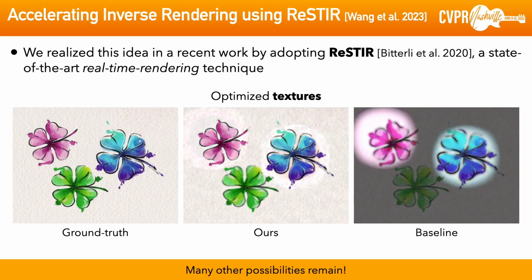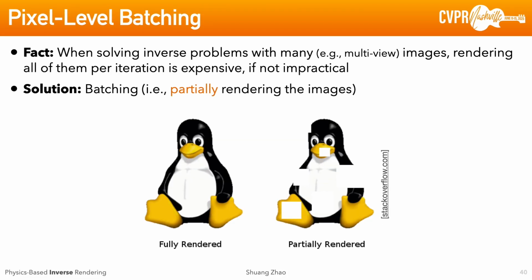The last piece of work I want to mention is about batching. Again, this is nothing really new. When solving inverse problems with many images, such as multi-view images, it's typically undesirable to render all of them per iteration. So the solution, which is quite common already, is to partially render the images. By that, I mean you can either render just a few views, not all of the views, or for each view, render some of the pixels, not all the pixels. So this is essentially batching.